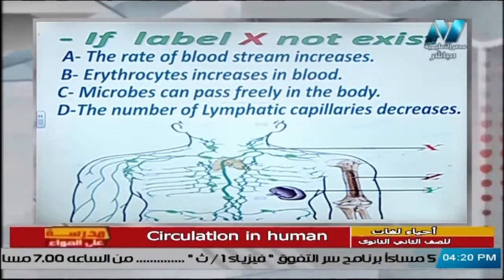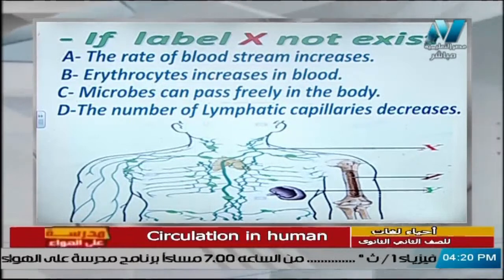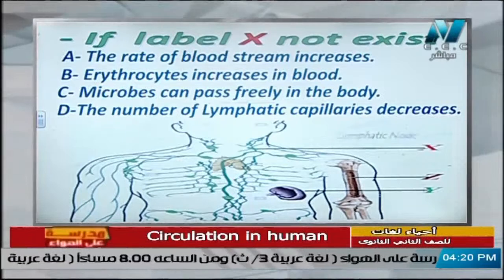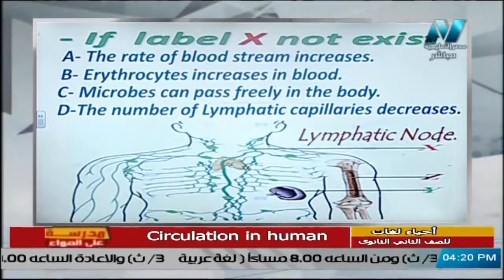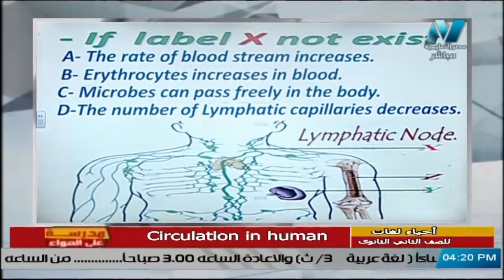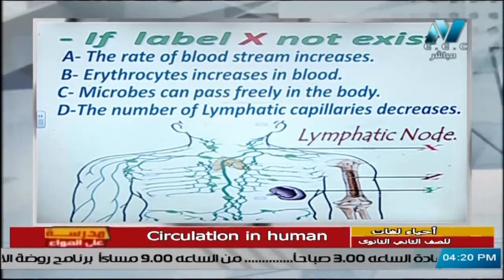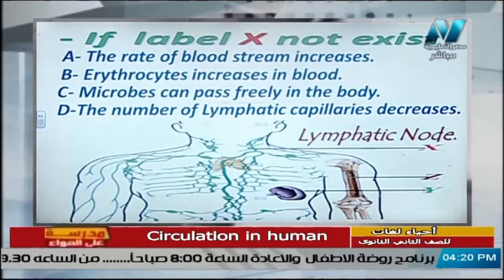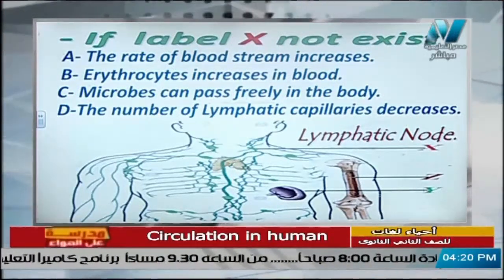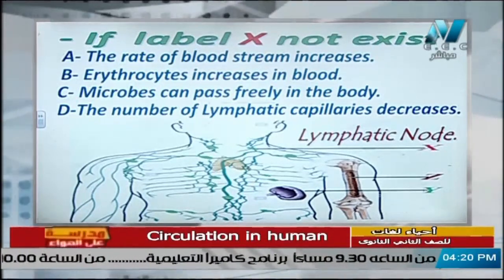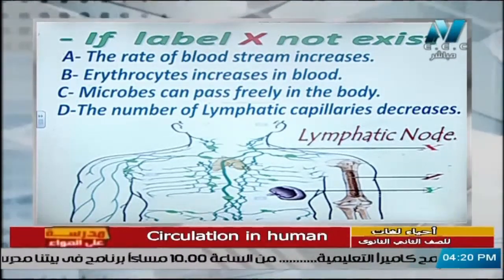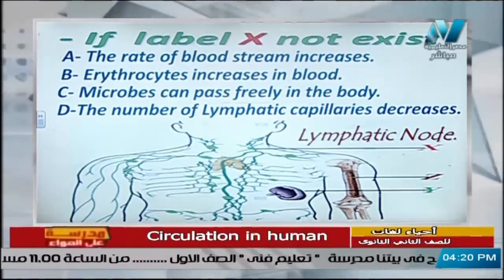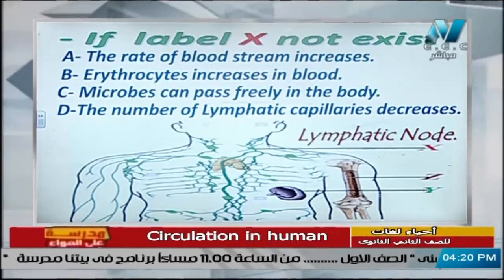طبعا هنا احنا عارفين ان label x is the lymphatic nodes، صح؟ Okay. The lymphatic node contains a large number of what؟ of white blood cells and antibodies الأجسام المضادة. يبقى attack what or engulf what؟ بتبلع ايه؟ The microbes or the foreign bodies. So the answer: if label X does not exist, microbes can pass freely in the body.